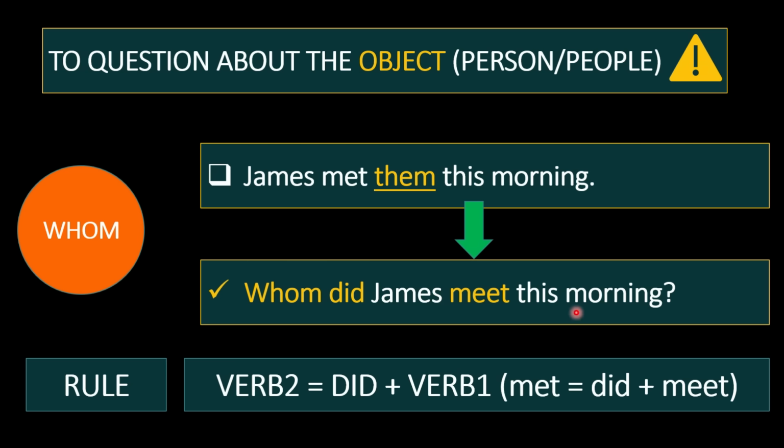Whom did James meet this morning? And in modern English and advanced English and in a formal way, people use who, like whom. Who did James meet this morning? But I want you to stick to this thing. Use whom when you talk about the object. Let's move on.